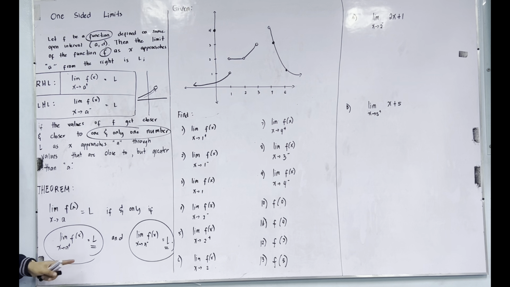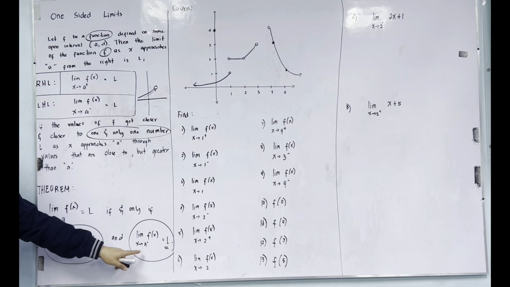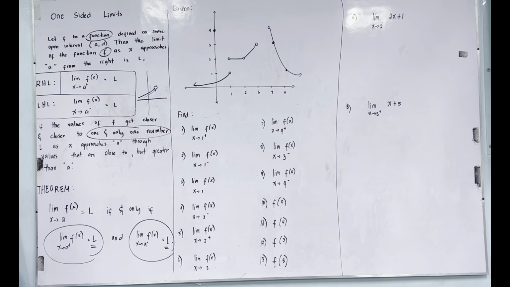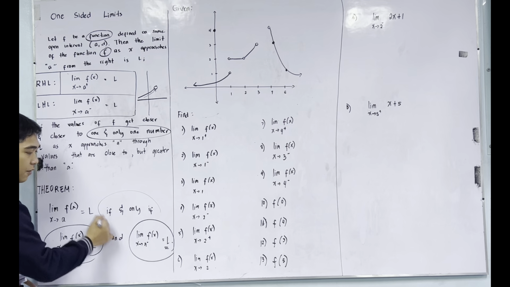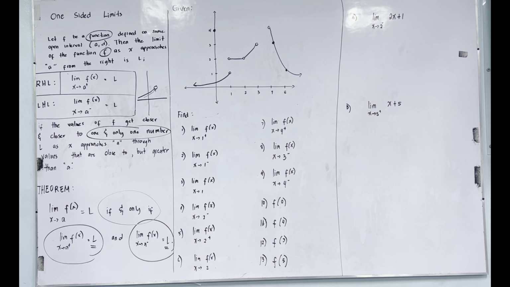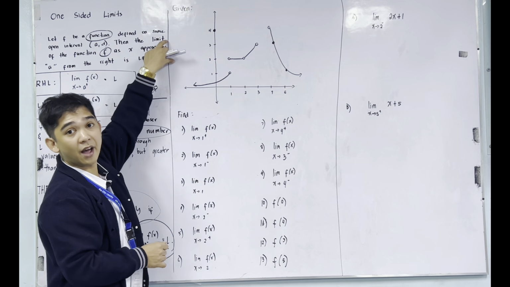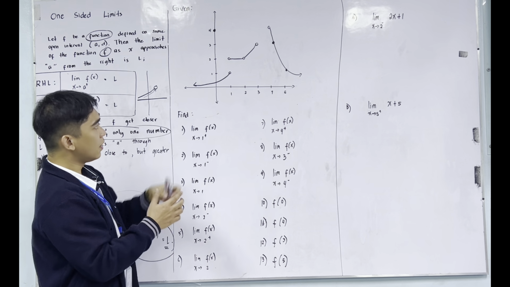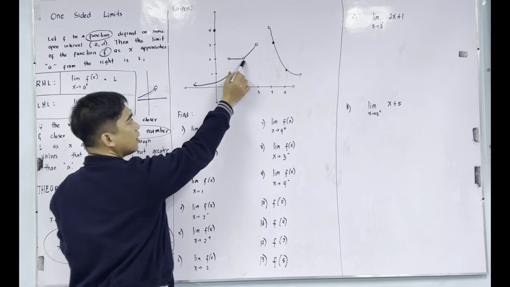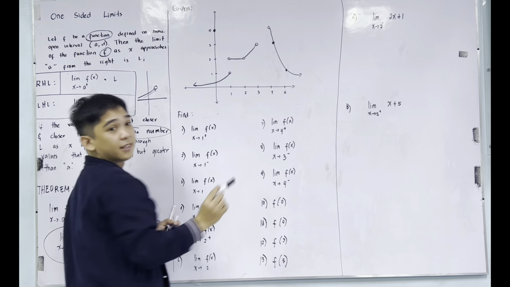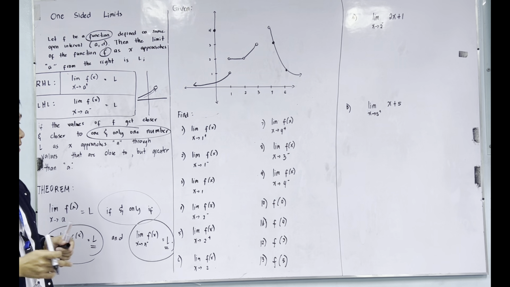Although, sir, it exists on the right. It is only on the left that it does not exist. Then it does not exist either. It says if and only if, so both must exist. To understand better, let us illustrate using this graph. We have holes and we also have shaded points, like our discussion last time.